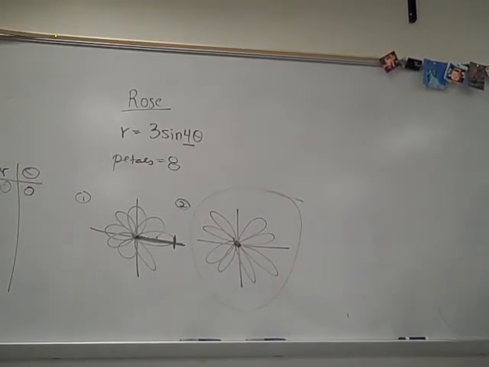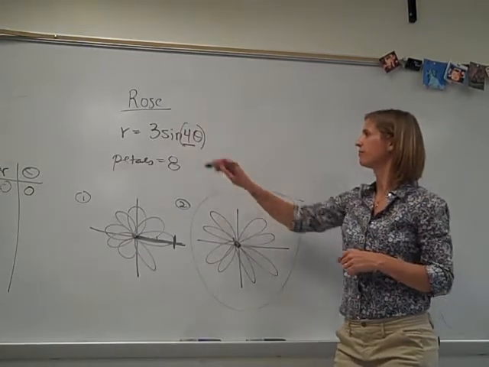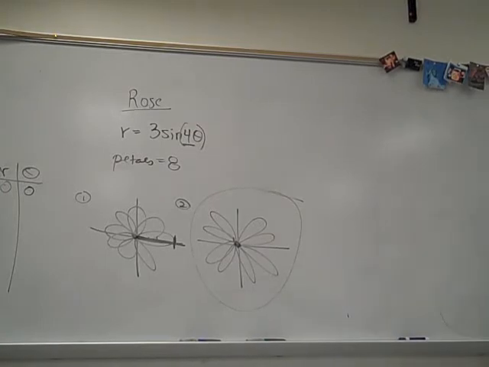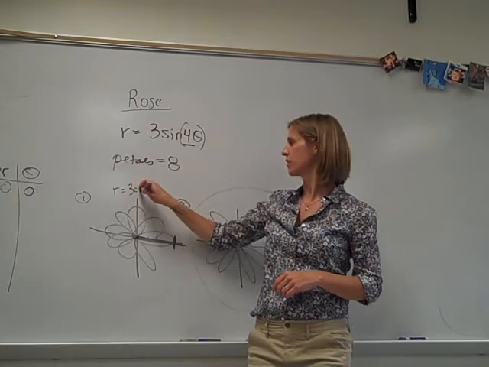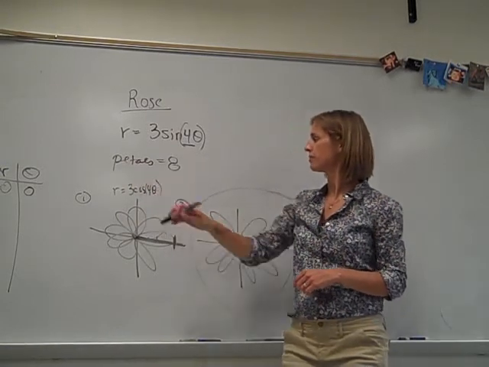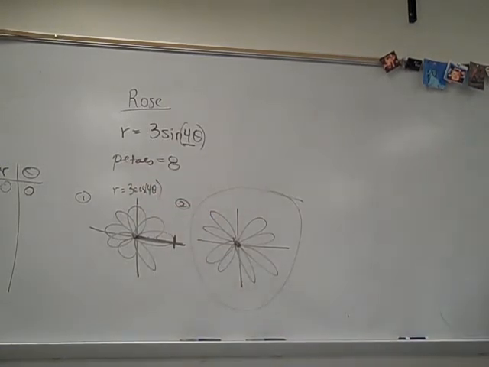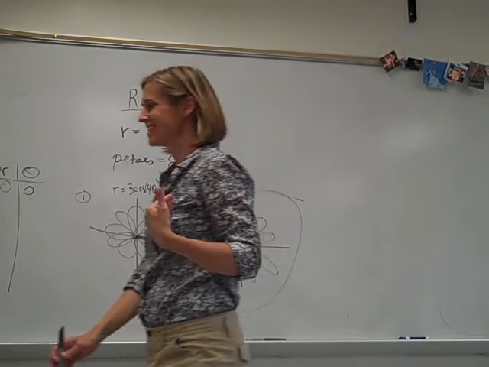Question. Do you multiply theta times 4, or sine of theta times 4? Theta times 4 and then take the sine of it. Okay, it's like this is together. So if it were this one, it would have been r equals 3 cosine 4 theta. Is that okay for rose? This is fun.